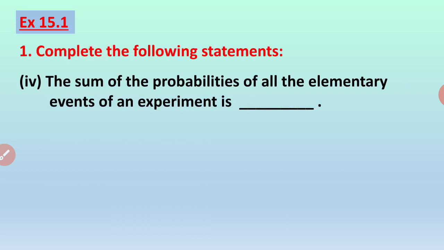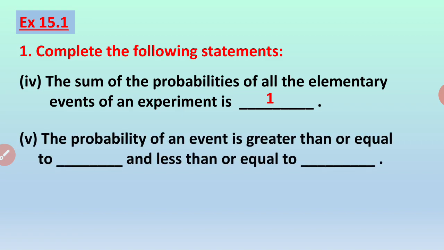The next sub-question: the sum of the probabilities of all the elementary events of an experiment is always 1. We have learnt it beforehand only. Probability of E1, E2, when you add them up, the total is always 1. The next sub-question, that is the fifth sub-question: the probability of an event is greater than or equal to 0 and less than or equal to 1. Probability always lies from 0 to 1.